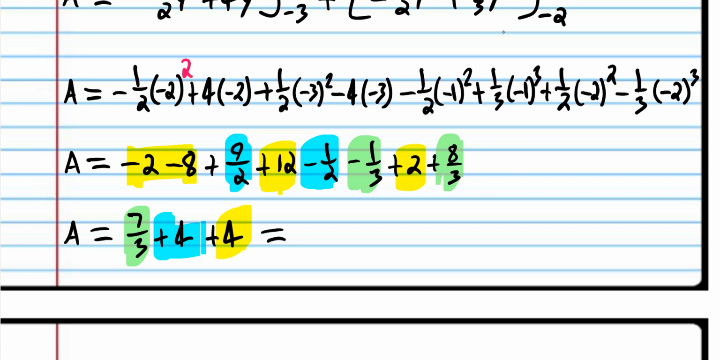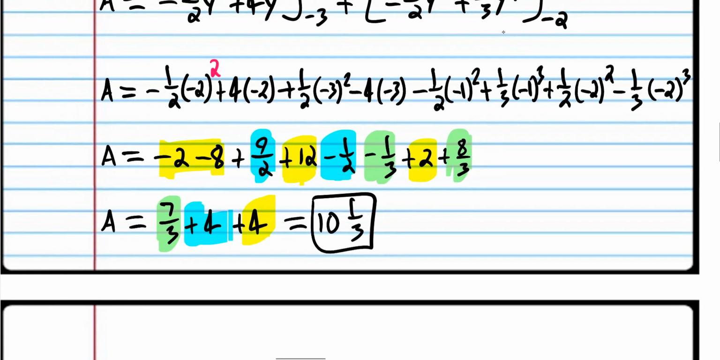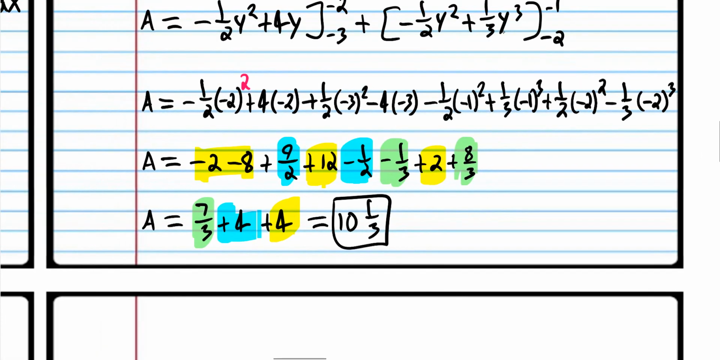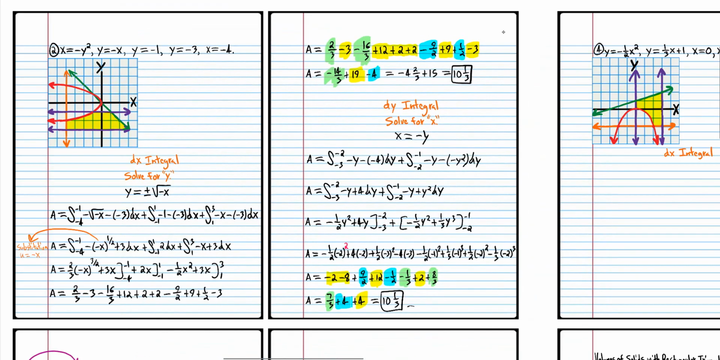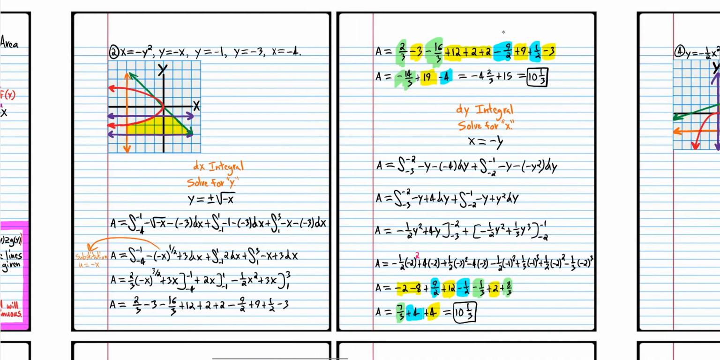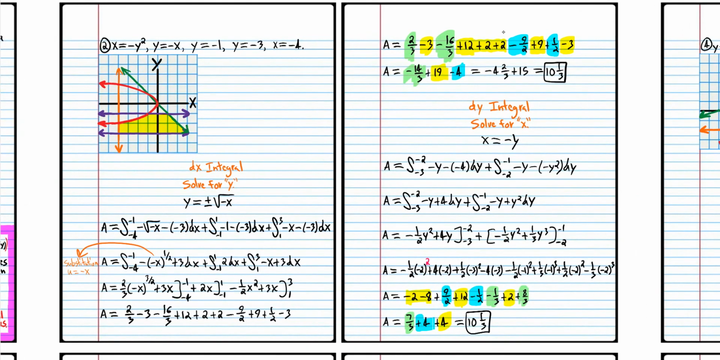And then we get, looks like 10 1/3. So as you can see, we got the same answer that we did up here. We used a dx integral, we used a dy integral, we got the same answer. Over here we had to use 3 integrals, over here we had to use 2 integrals.